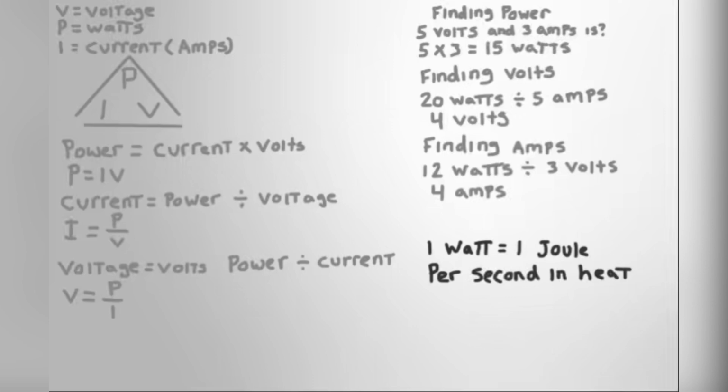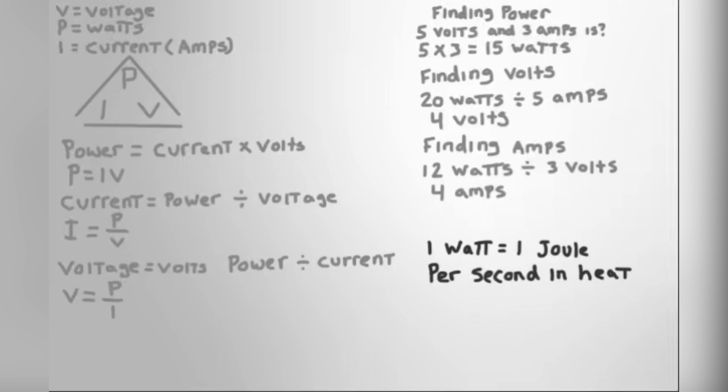So if you wanted to find the power of 5 volts and 3 amps, it's 5 times 3, which is 15 watts of power. If you want to know the volts of 20 watts and 5 amps, it's 20 watts divided by 5 amps, which is 4 volts. And if you're looking for amps, and you've got 12 watts and 3 volts, it's just 12 divided by 3, which is 4. So 12 watts divided by 3 volts is 4 amps.